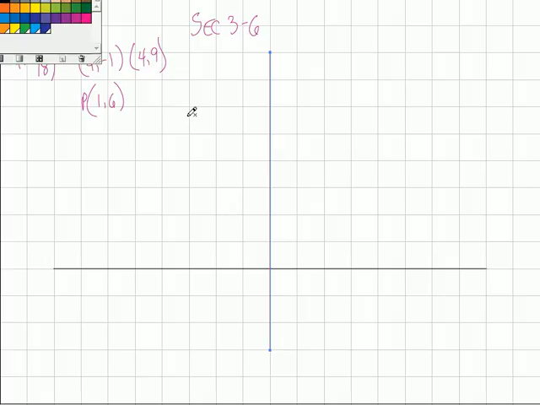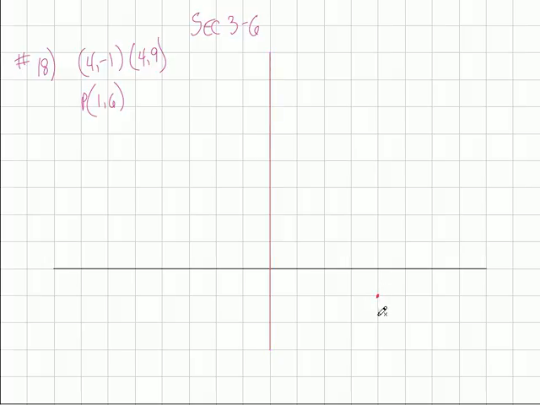Let's make it in red. All right. So 4, -1. 1, 2, 3. Let's see. 1, 2, 3, 4, -1. Right there. And I'll write the point in. And then 4, 9. So it's 1, 2, 3, 4, 5, 6, 7, 8, way up here. 4, 9.